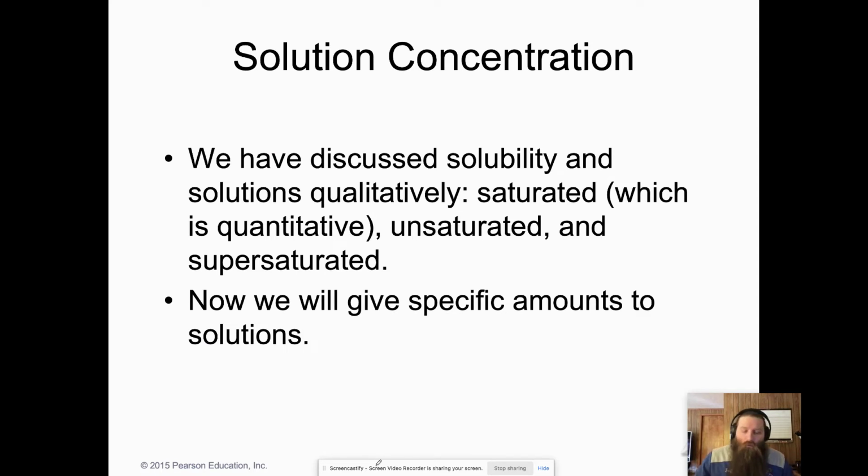Now, we've talked about some theory stuff, right? Let's switch gears just a bit. If you need to take a break, absolutely take a break. But let's talk about solution concentration as numbers are involved, right? So some quantitative solution concentration.